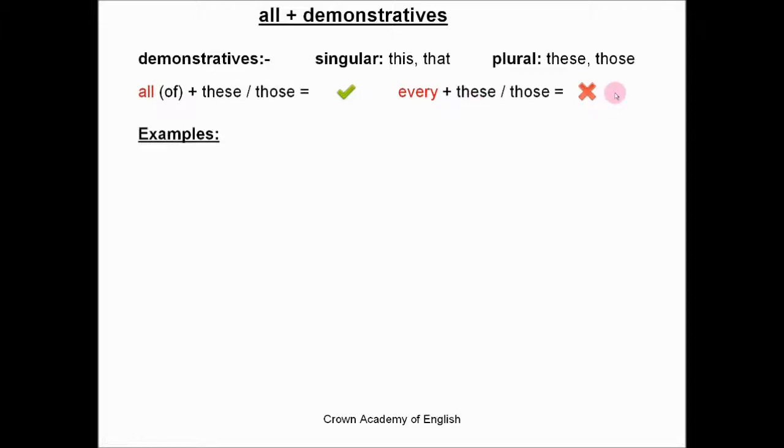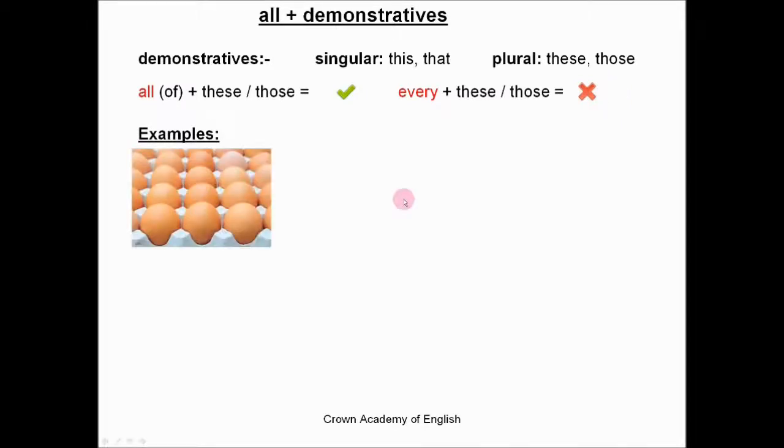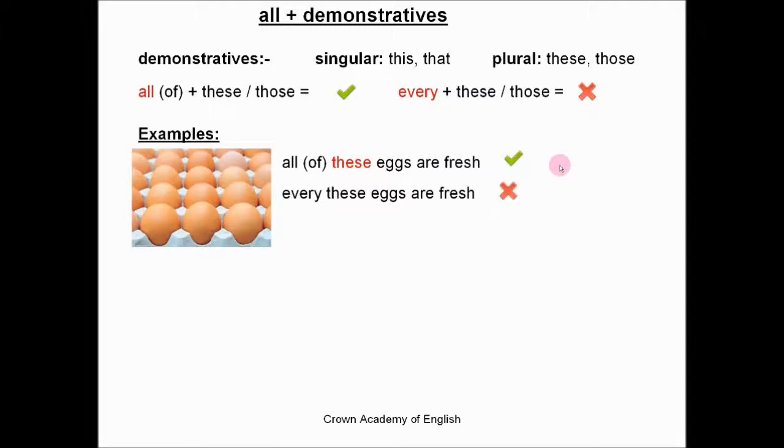Example. So we have some eggs. The eggs are fresh. And so we can say all of these eggs are fresh. That is fine. That is okay. But every these eggs are fresh is wrong. So we cannot use every. We cannot use every with these. We can only use all. So every these egg is fresh, that is wrong as well. The singular or plural, both of them are wrong.